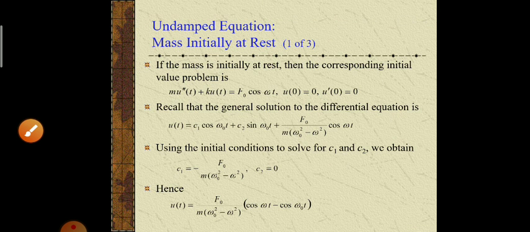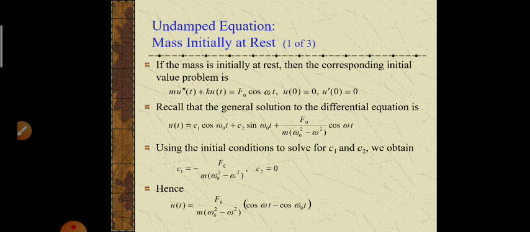Now, the undamped equation for the mass initially at rest. If the mass is initially raised, then the corresponding initial value problem is the equation m u double dash t plus k u t is equal to f0 cos omega t, right? Now the damping is not present in this equation, so we can't write the u dash t term. Why? Because the u dash t is for the damper, but here the damper is absent.